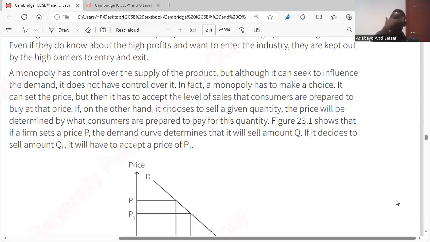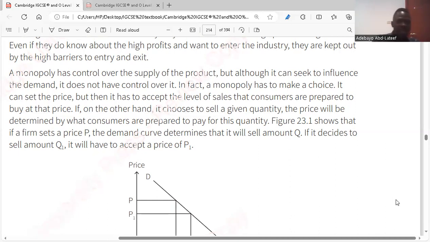So what we're saying is this: a monopoly is a price maker, yes. A monopoly decides what to produce, yes. A monopoly has power over what it produces, yes. But the monopoly does not have power over what it sells. Do you get what I'm saying here? Yes. The monopoly does not have power. Why does the monopoly not have power? The monopoly doesn't have power because consumers will decide what is good for them.